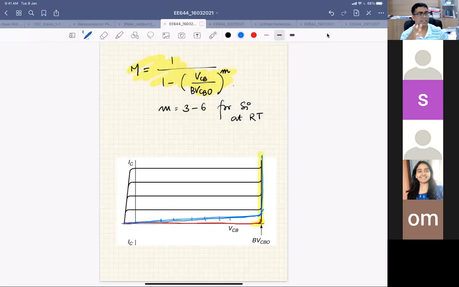So this is the BVCBO. BVCBO means the breakdown voltage at the collector-base junction because of avalanche multiplication, right?